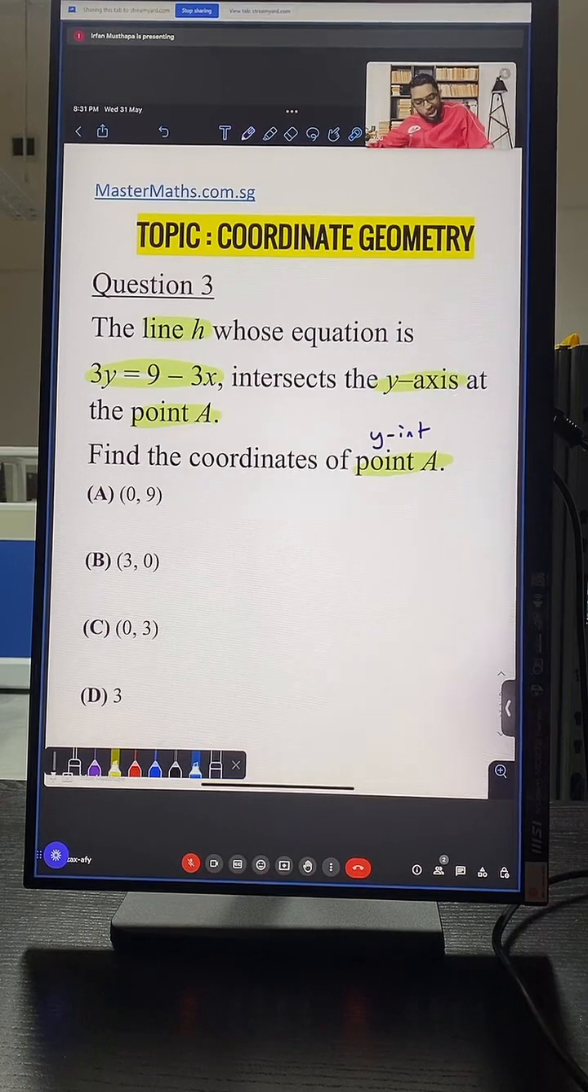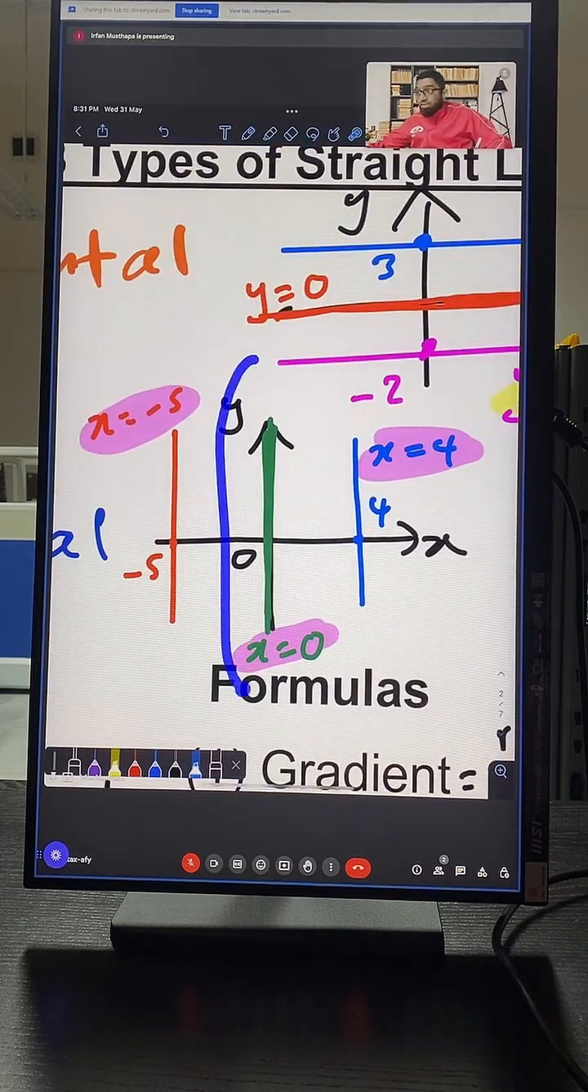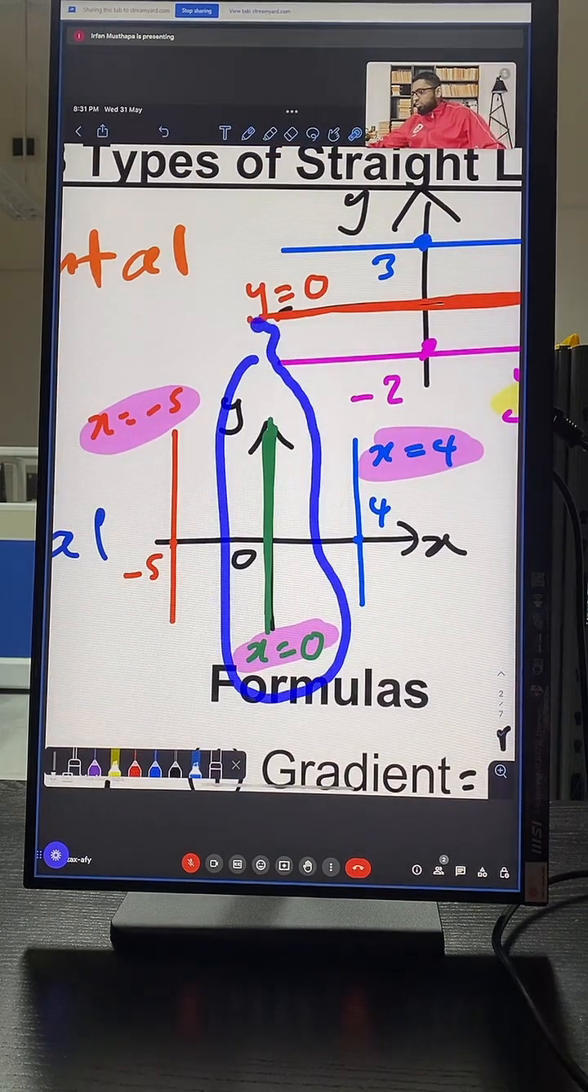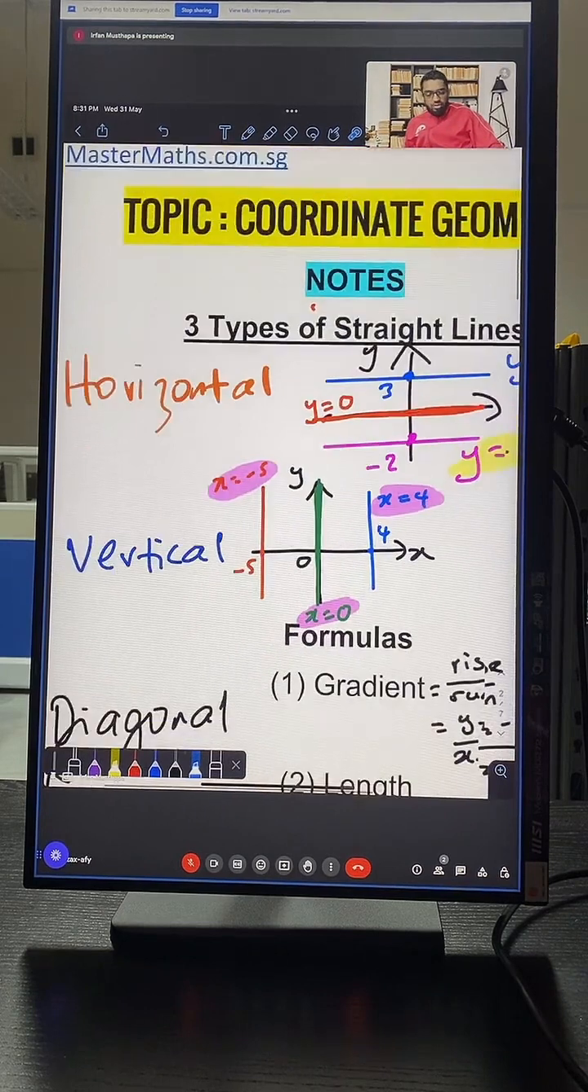Now, you intersect the y-axis at the point A. At the y-axis, take note of this, friends. If you are on the y-axis, x will have a value of 0. Nothing there, x will be 0. How do I know? Go back to the notes. Look at this, guys. At the y-axis, x will be 0. So this is confirmed true for anything that's on the y-axis.